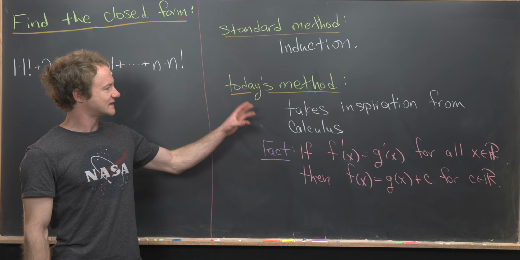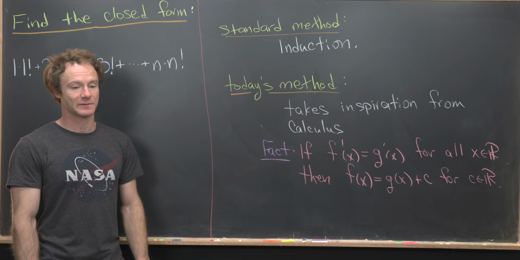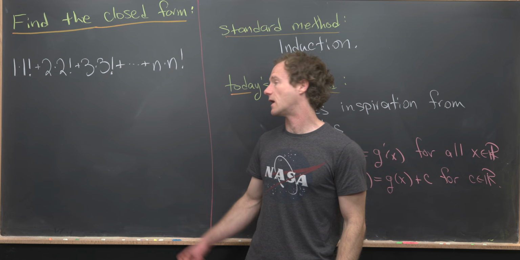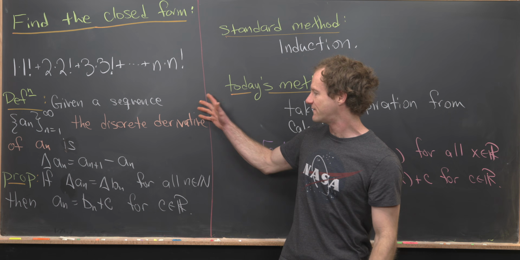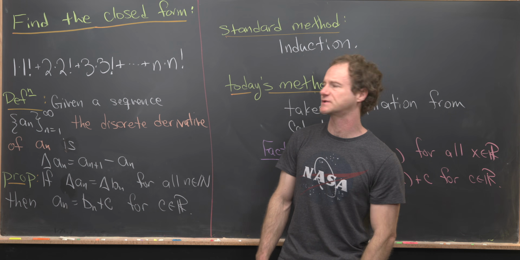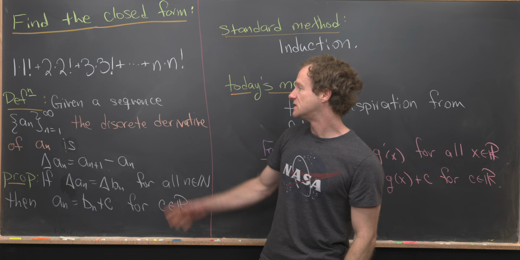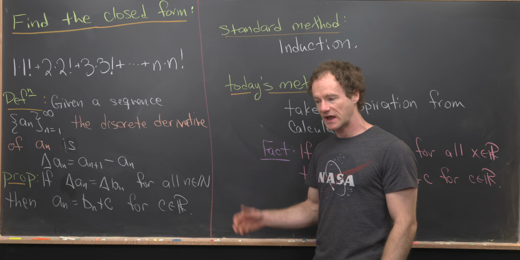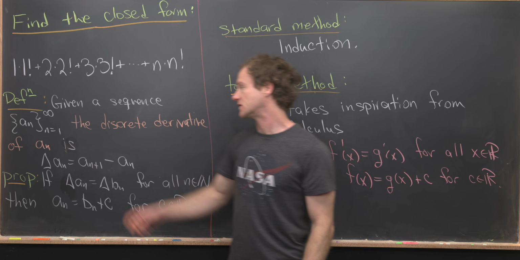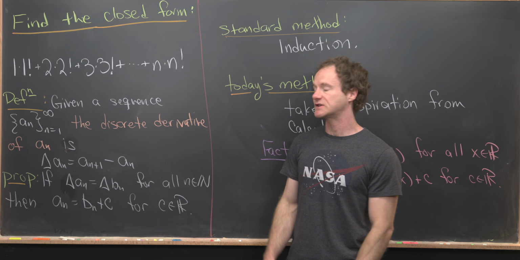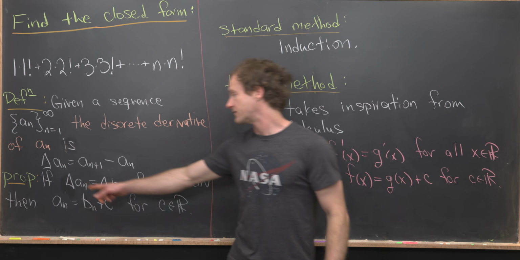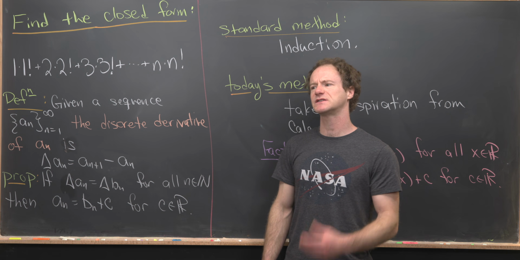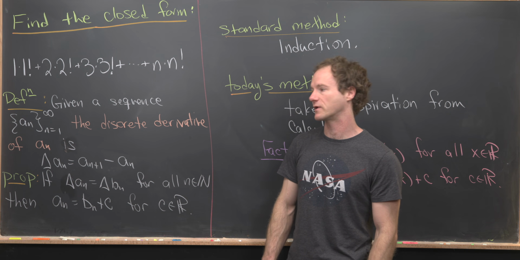Okay, but in order to take inspiration from this fact from calculus, we need a couple of definitions. So let's get those definitions on the board right now. Okay, so now we've got a definition and the proposition that will help us prove our closed form here. The definition goes like this. Given a sequence a1, a2, a3, we'll call it just a sub n as n goes from 1 to infinity, the discrete derivative of a sub n is given by delta a sub n, which is a sub n plus 1 minus a sub n. Sometimes this is also called the forward difference operator.